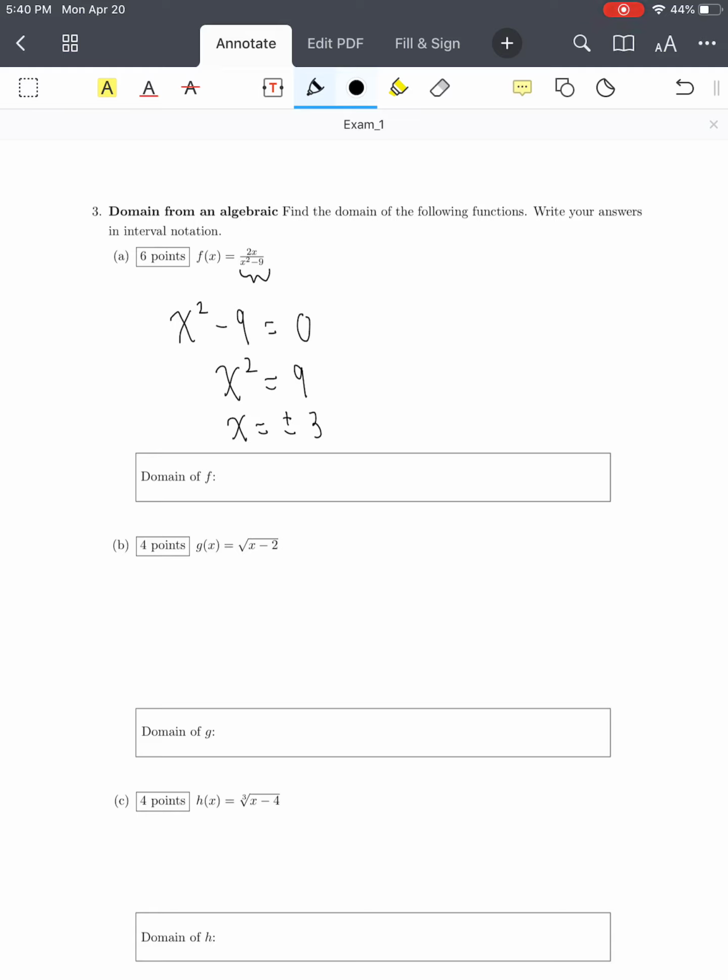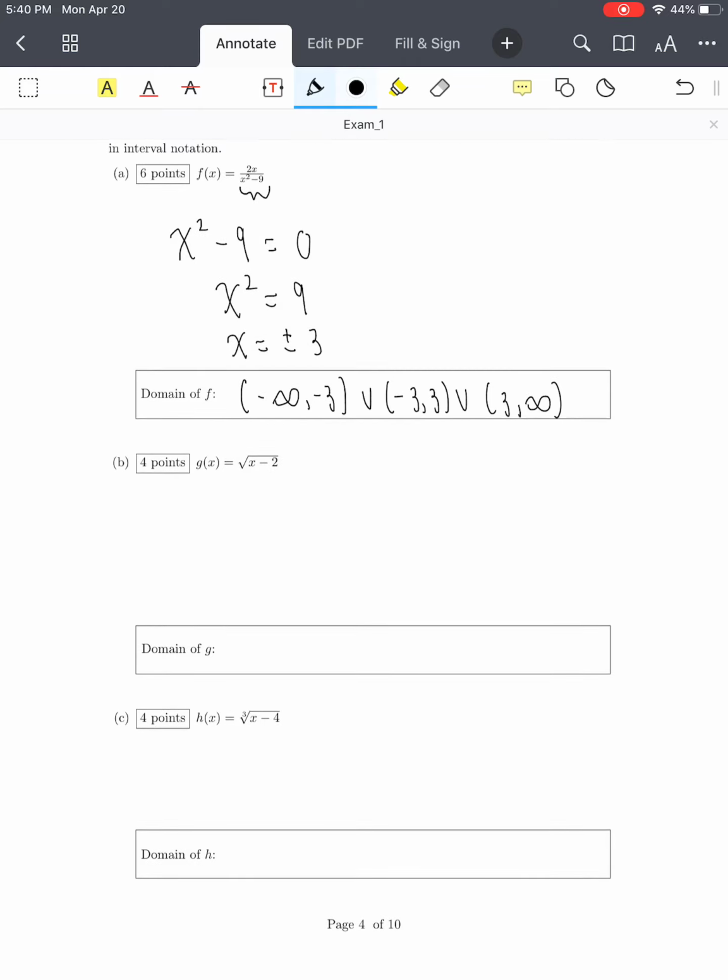So basically we're going to take everything else. That means negative infinity to negative 3, union with negative 3 to 3, and then 3 to infinity. Remember, these are all curved parentheses instead of square. Curved because we don't actually touch negative 3 or positive 3.